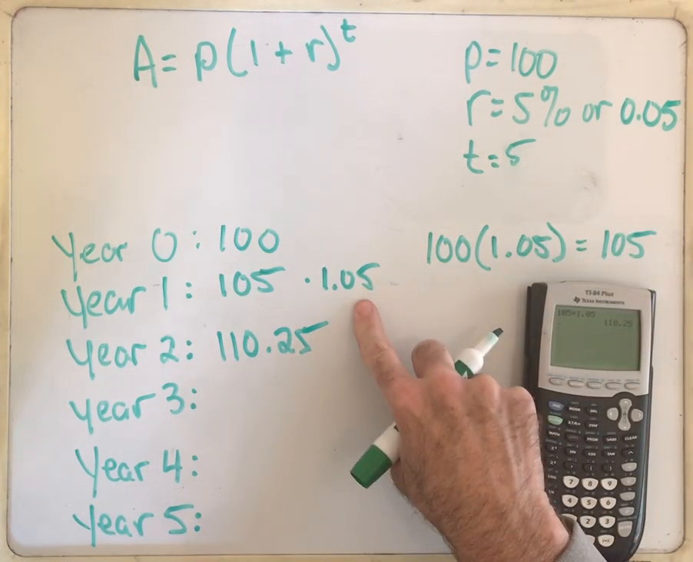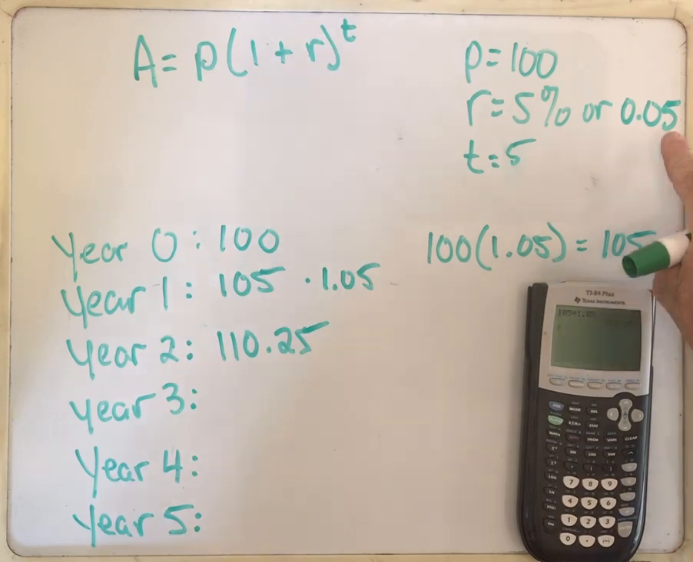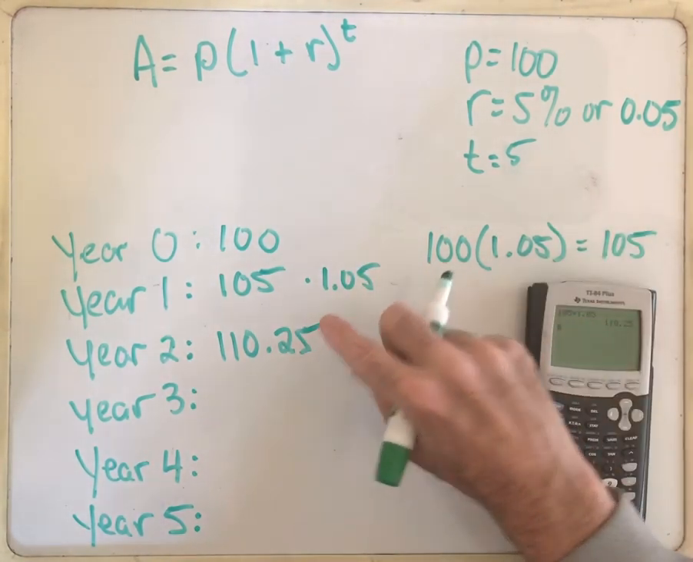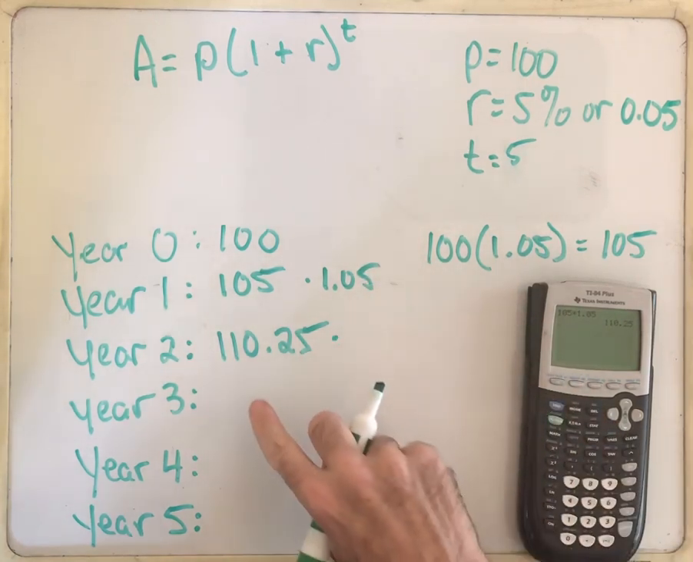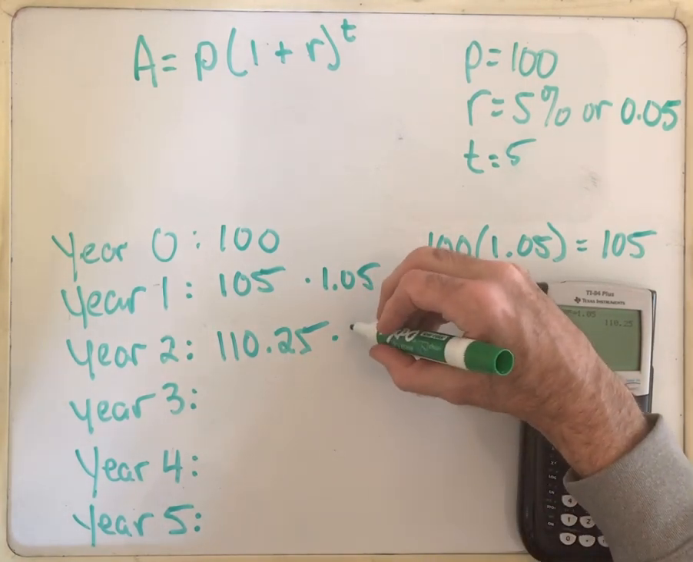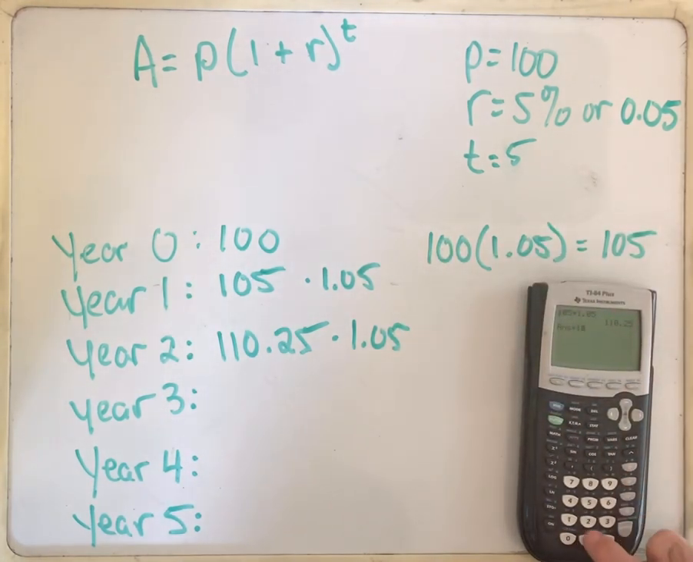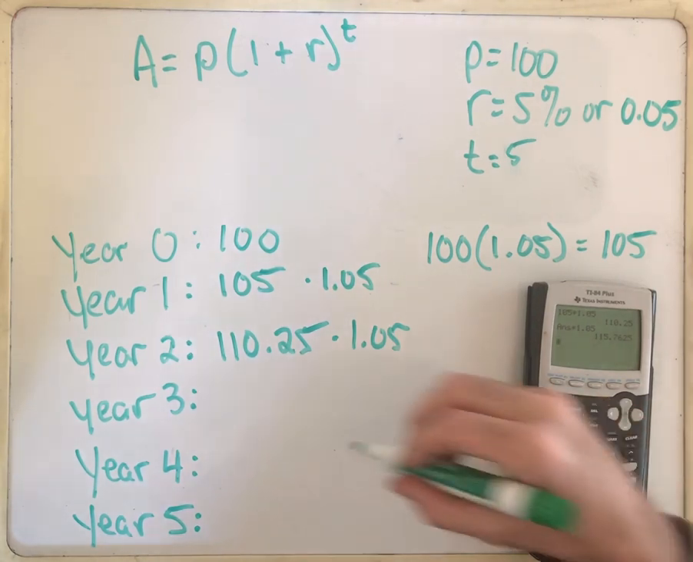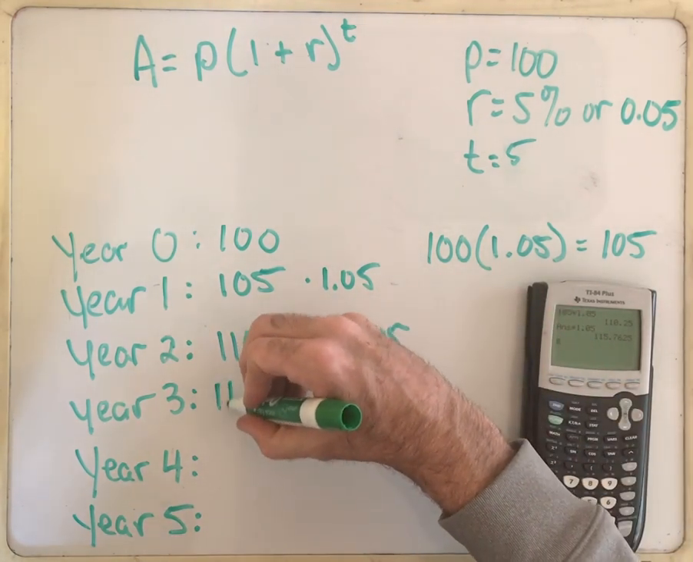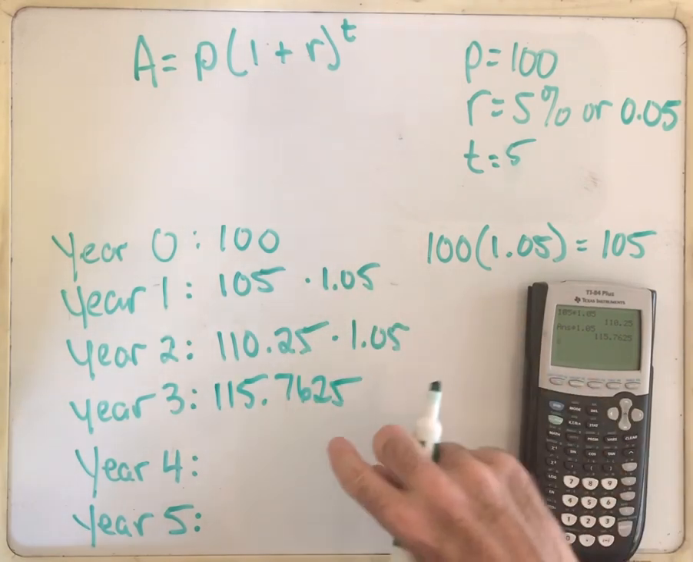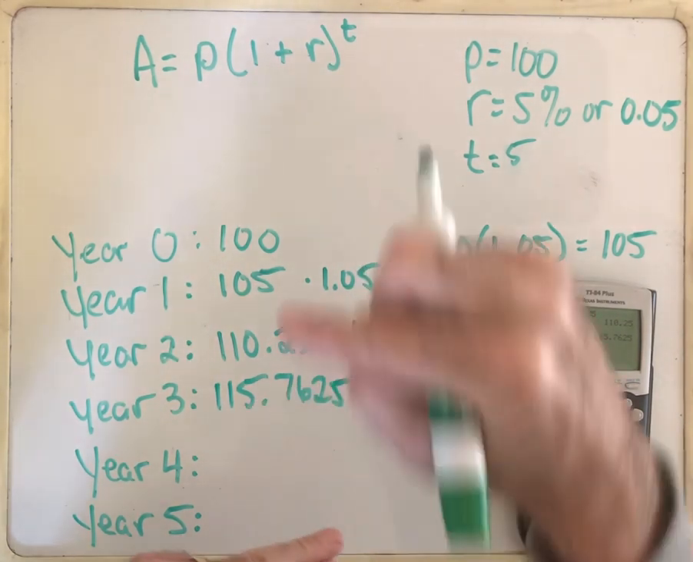See how it's not increasing by $5 every year, because that interest gets applied to the 105 the second year. And now this year, the 5% is going to get applied to the 110.25. So we're going to multiply that by 1.05. So let's plug that into our calculator. 110.25 times 1.05 equals 115.7625. See how the amount is increasing by a little bit more each year?